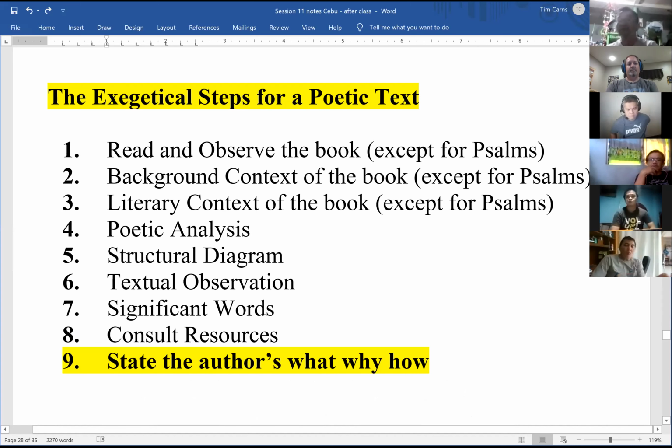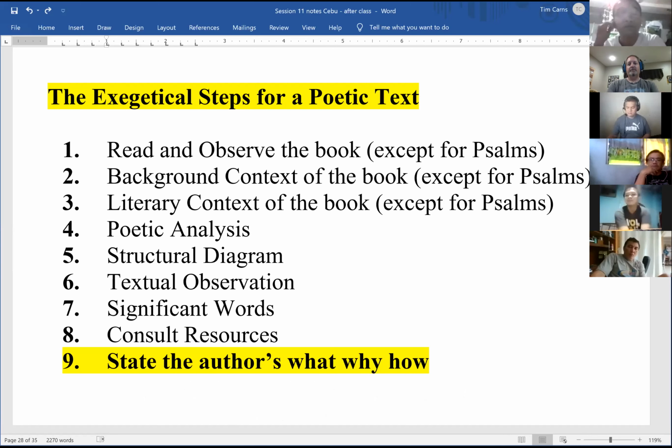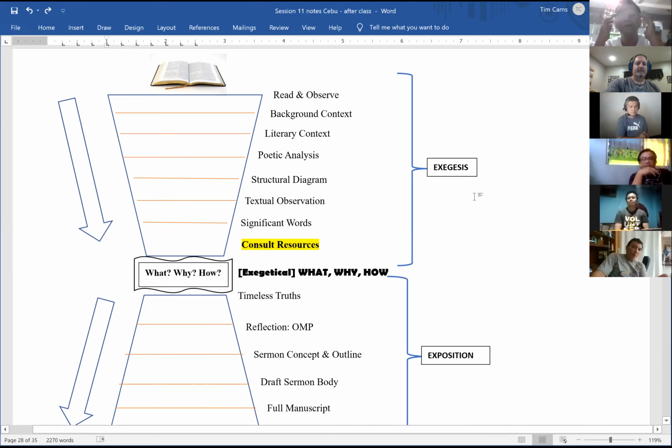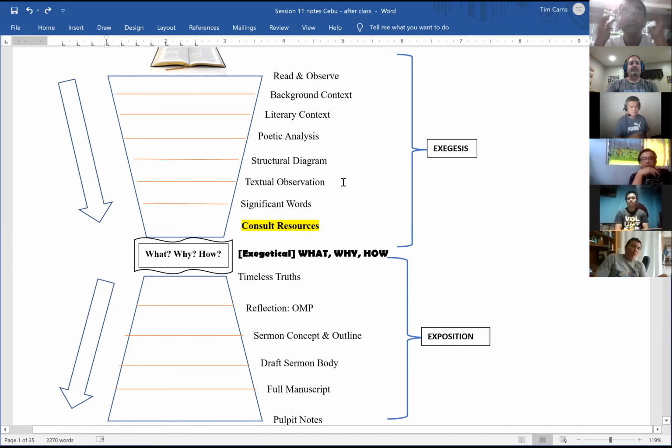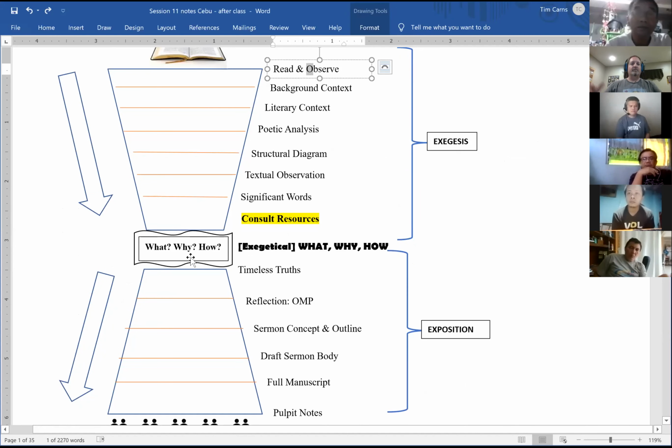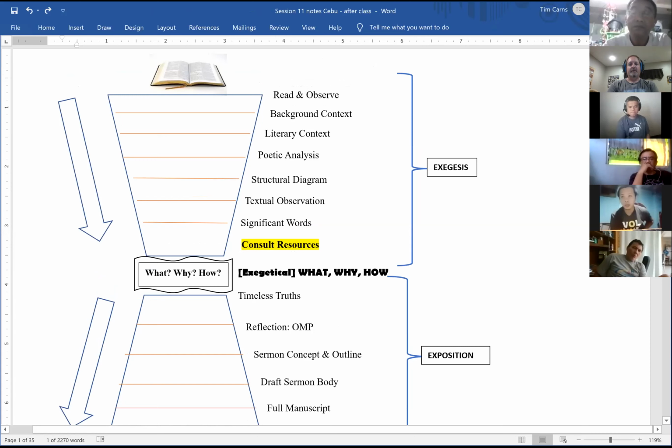Okay? This is the center of the funnel, that figure that I show you every week when we begin. We've gone down the funnel here, and now we've consulted resources. Now we're at the bottom of the funnel, at the middle of the hourglass. And this is the focus. This is where all of the study is intended to lead us, and that is to the author's what, why, and how.